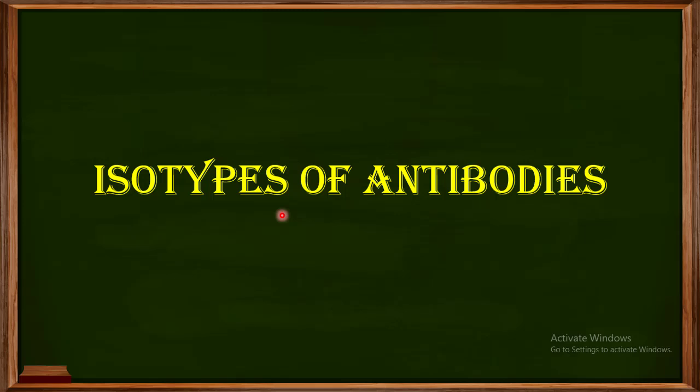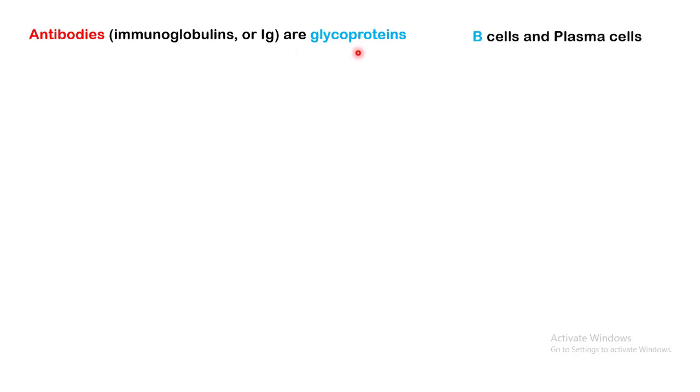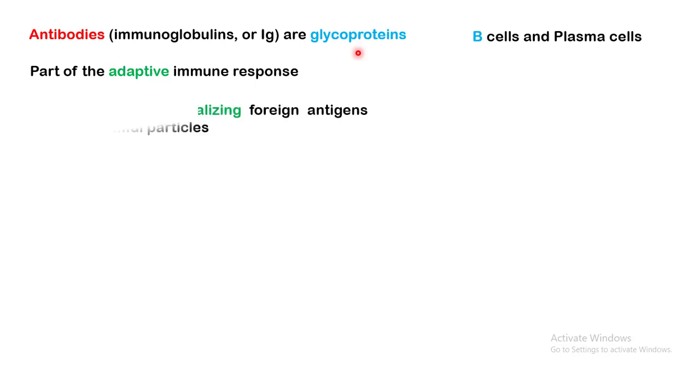If I summarize the whole story that we have discussed so far about the antibodies, I've told you that antibodies, also known as the immunoglobulins, are glycoproteins in nature. They are produced by the plasma B cells, and they are part of the adaptive immune response. The antibodies are responsible for recognizing and neutralizing foreign antigens like bacteria, viruses, fungi, and other harmful particles like the toxins produced by different pathogenic organisms.